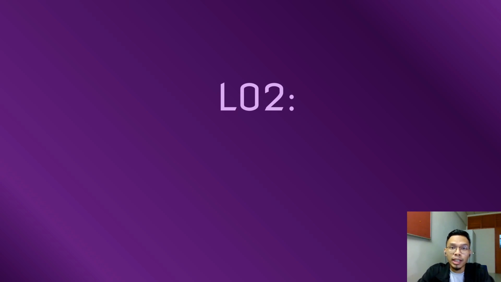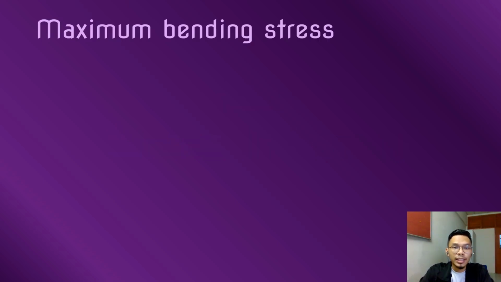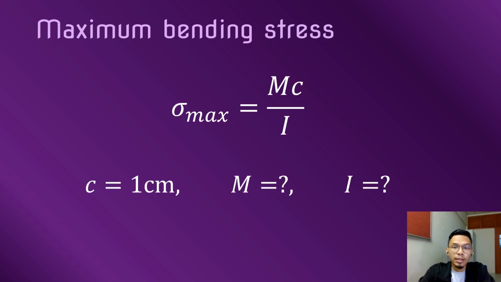Let's continue to the second LO, the LO2, which is to solve problems involving stress in beam. For this second LO, firstly, we will calculate the maximum bending stress. The formula for maximum bending stress equals MC over I. The M is the moment, C is the radius, and I is the moment of inertia. We have the value of the C, but we don't know the M and I. So let's calculate for the M and I.